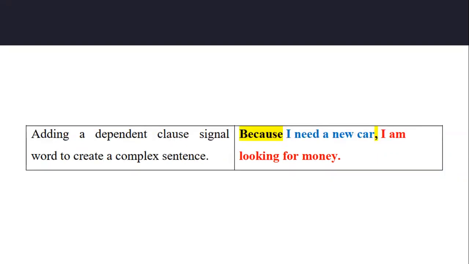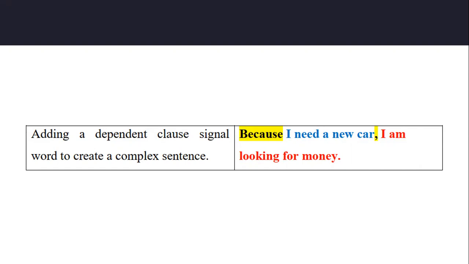Lastly, adding a dependent clause signal word to create a complex sentence. Because I need a new car, comma, I am looking for money. Because I need a new car cannot stand alone. It is a dependent clause and it needs an independent clause to finish the sentence and make the meaning complete. So, because I need a new car, comma, I am looking for money.